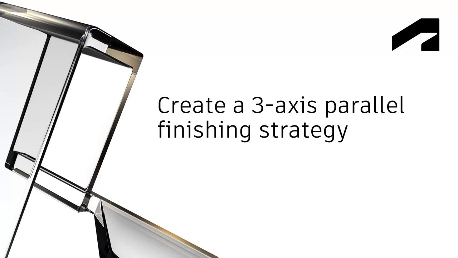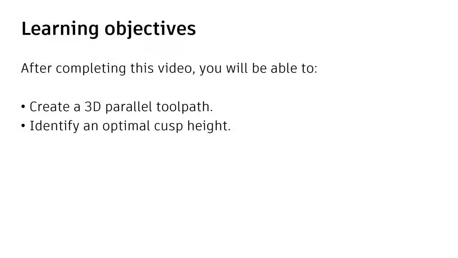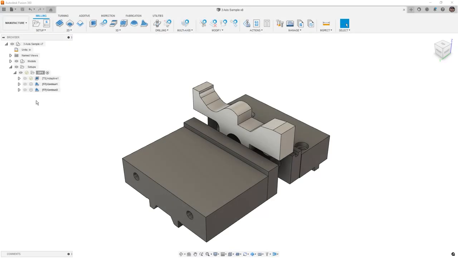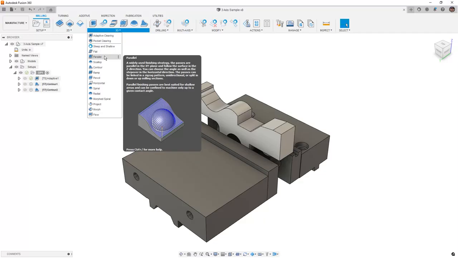Create a 3-axis parallel finishing strategy. After completing this video, you'll be able to create a 3D parallel toolpath and identify an optimal cusp height. In Fusion 360, let's carry on with our 3-axis sample dataset and explore another 3D toolpath called parallel.